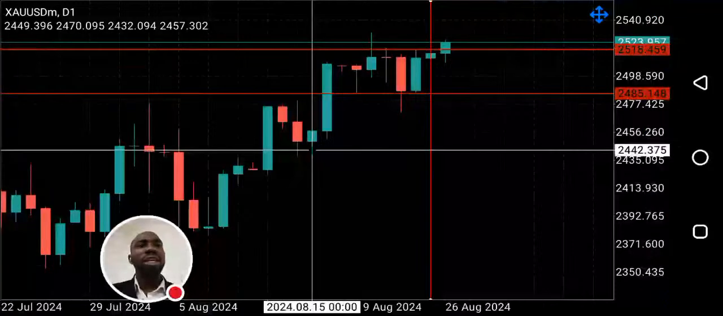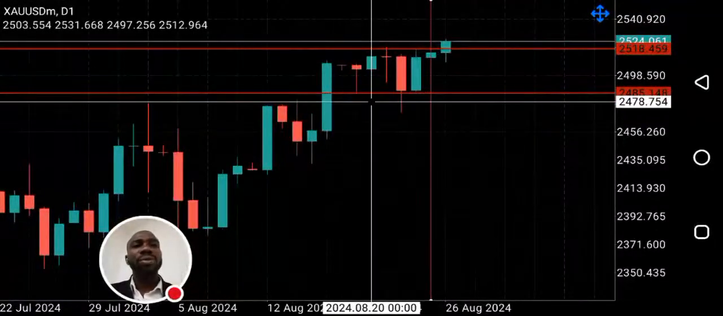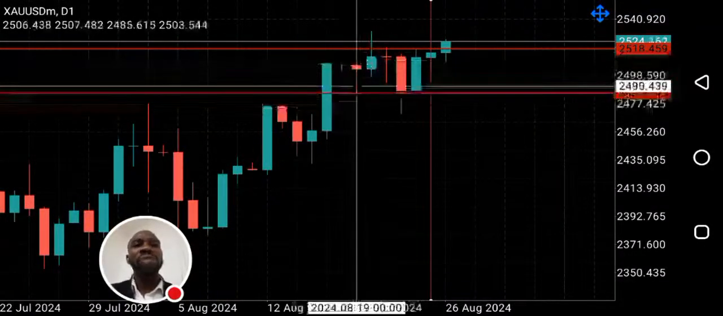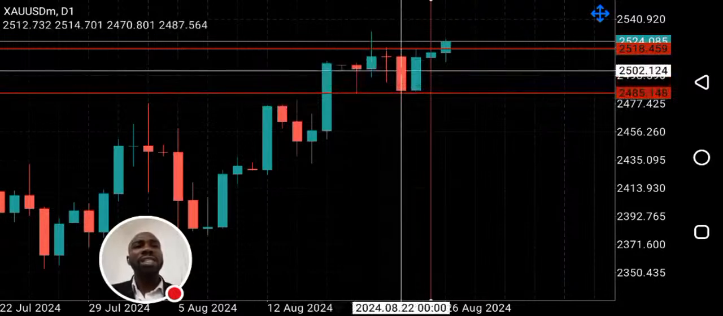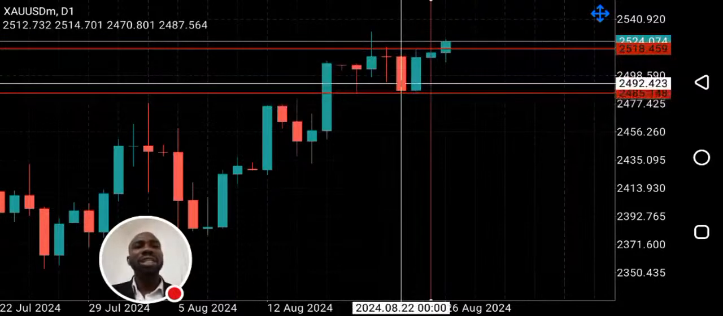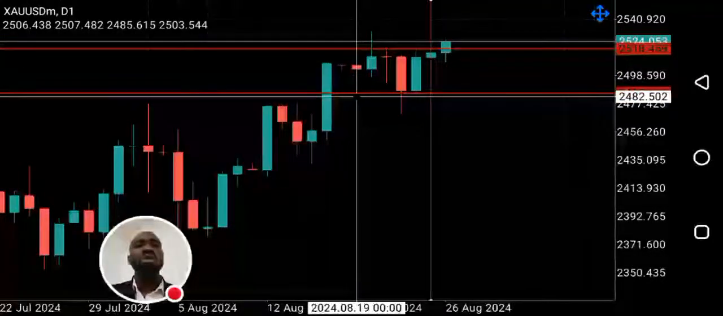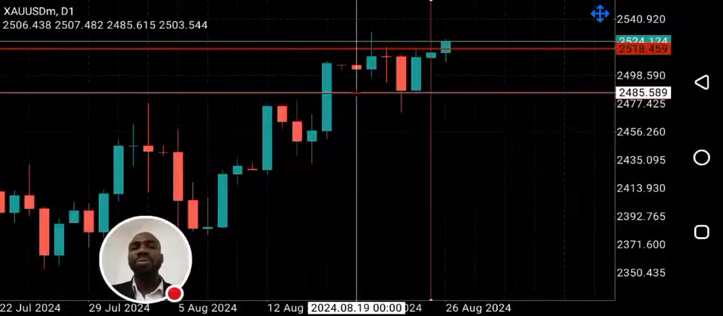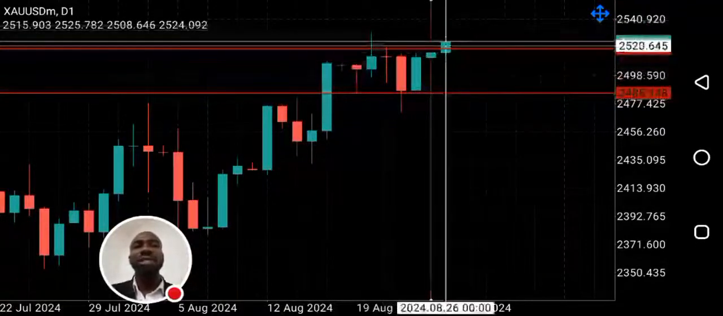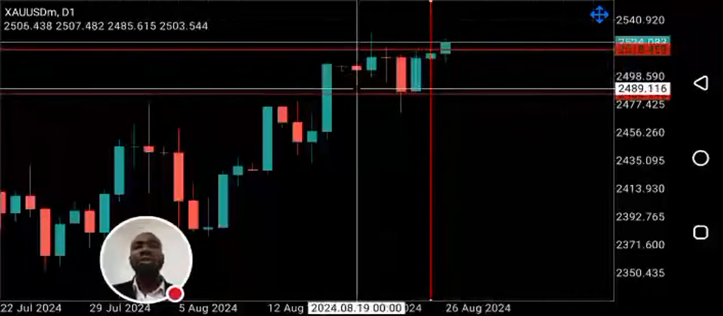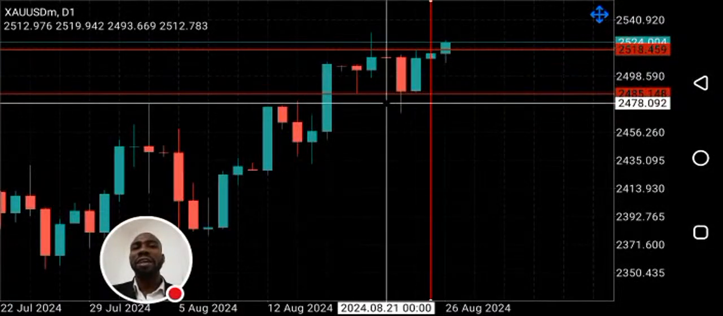This is the last higher low, the most recent higher low. And as you can see, this bearish candlestick, the body didn't close below this higher low. That's the reason for this pullback. There was no shift in market structure on the daily time frame.